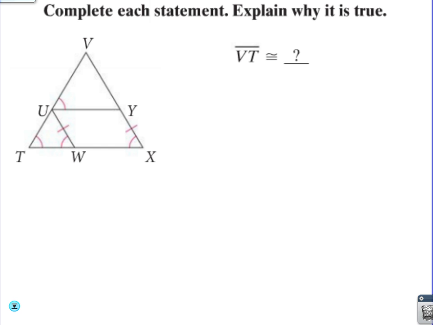It says complete each statement, explain why it's true. We're back talking about now isosceles triangles, not necessarily equilateral and equiangular. It says BT. We're wanting to know BT is also congruent to what other side length. Carson, what's BT going to be congruent to? Just two letters. VX. Okay, the other side.